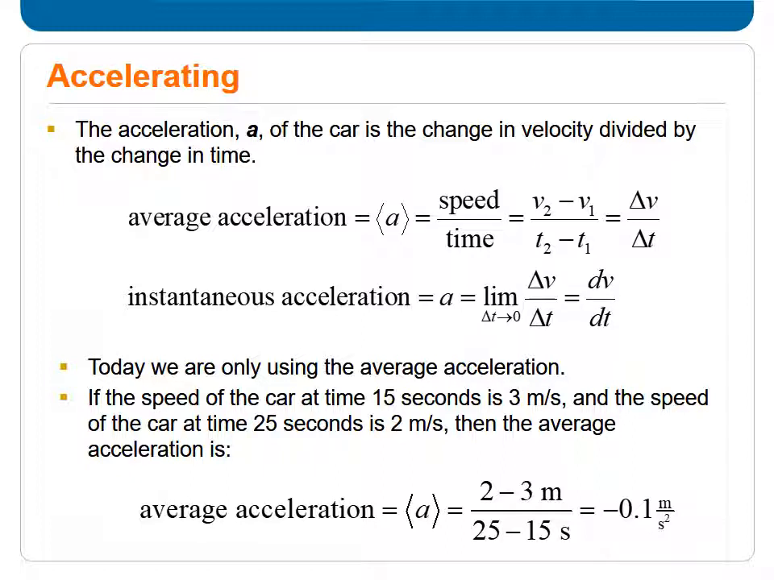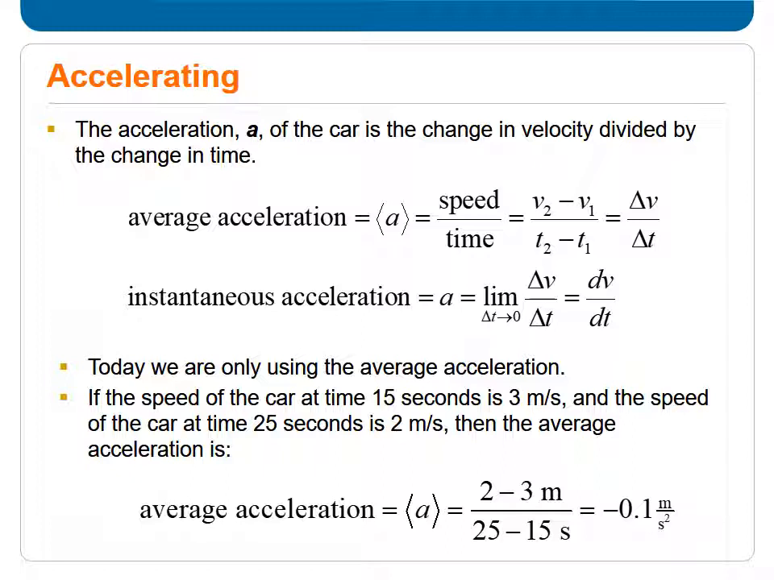The acceleration of the car is the change of the velocity divided by time. Just like the velocity, there's an average acceleration, which is the change in speed over some big time interval, and an instantaneous acceleration, which is the limit in which that time interval becomes very small. Today we're only interested in using average acceleration.